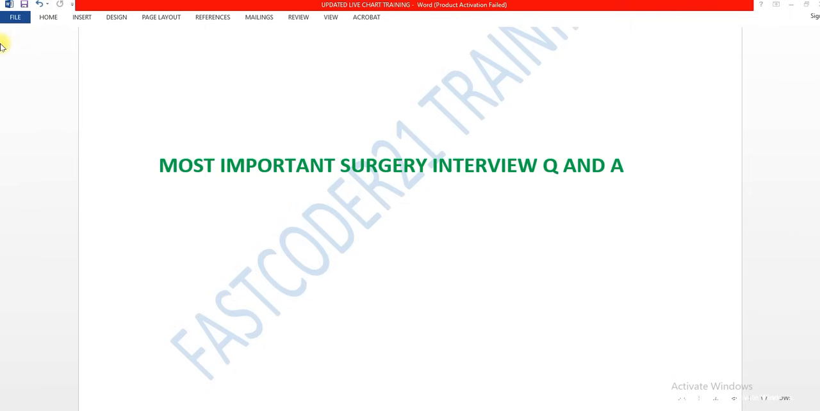L3 to L3, one facet joint. L3 to L4, another facet joint. So L3 to L5, another one. So total three facet joints.